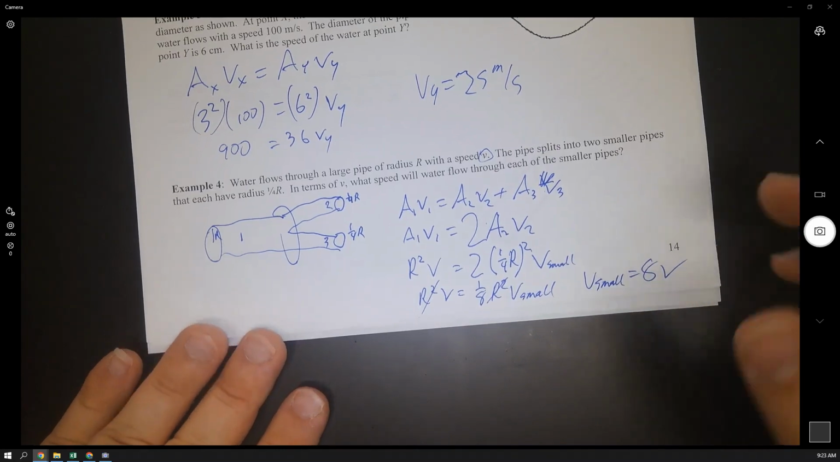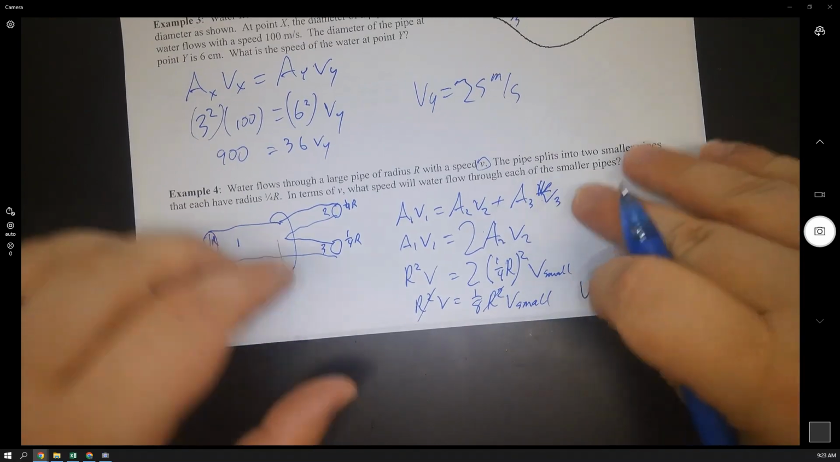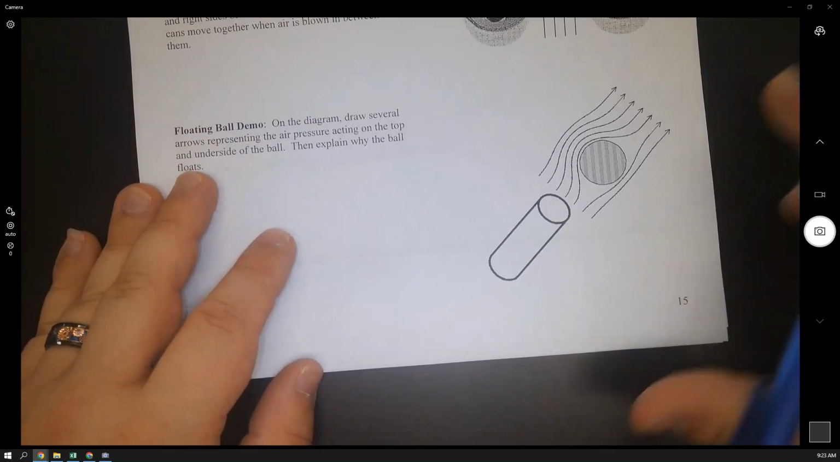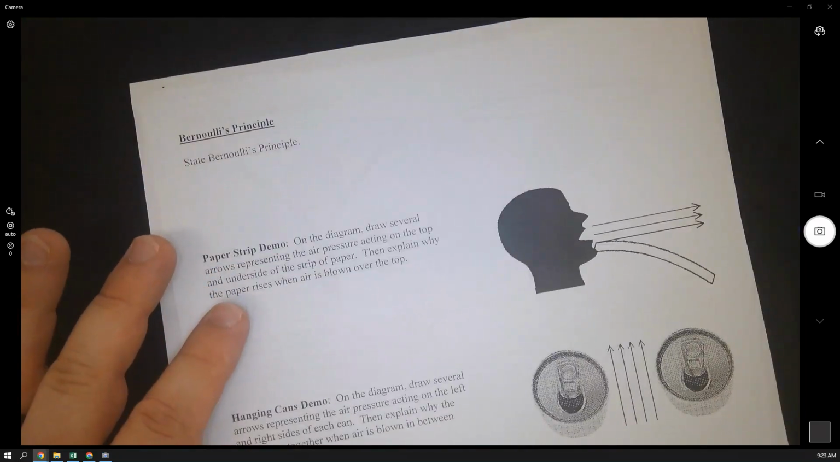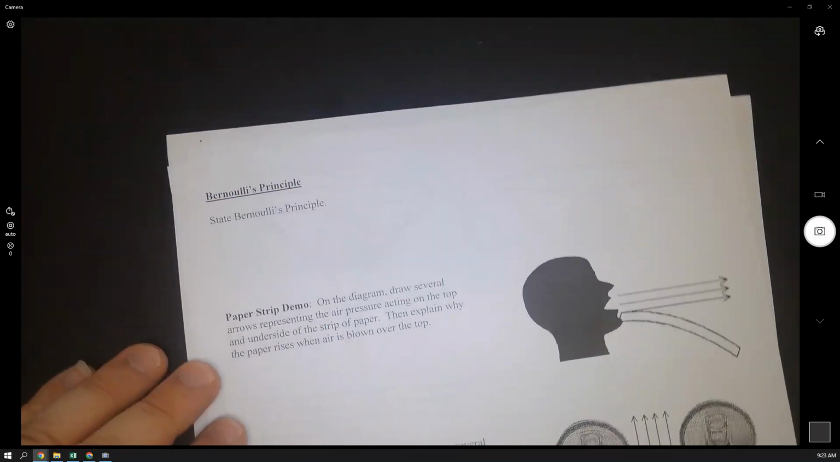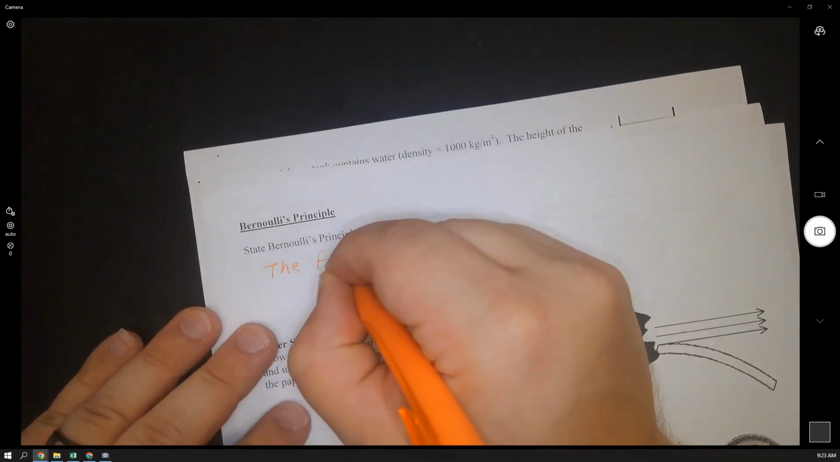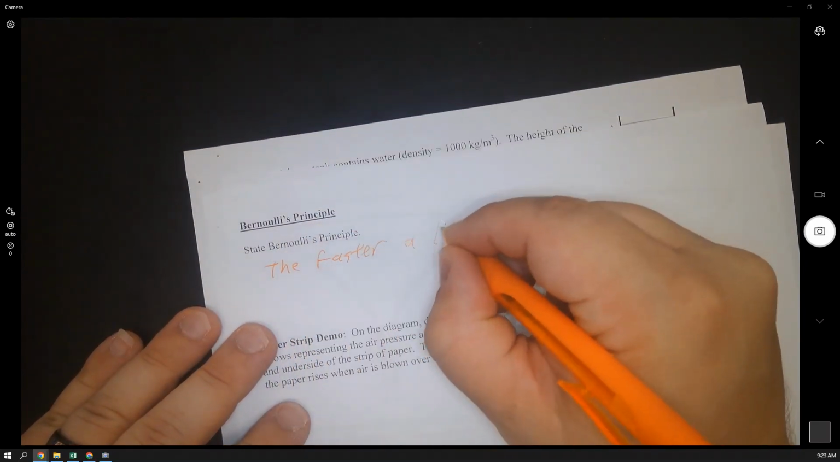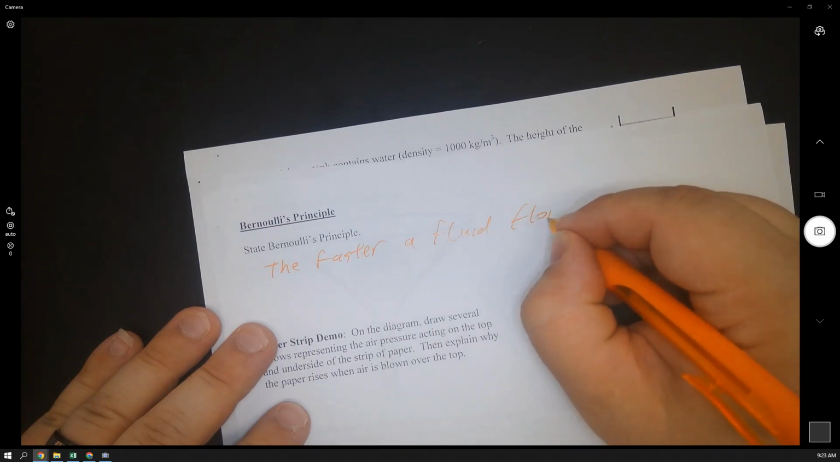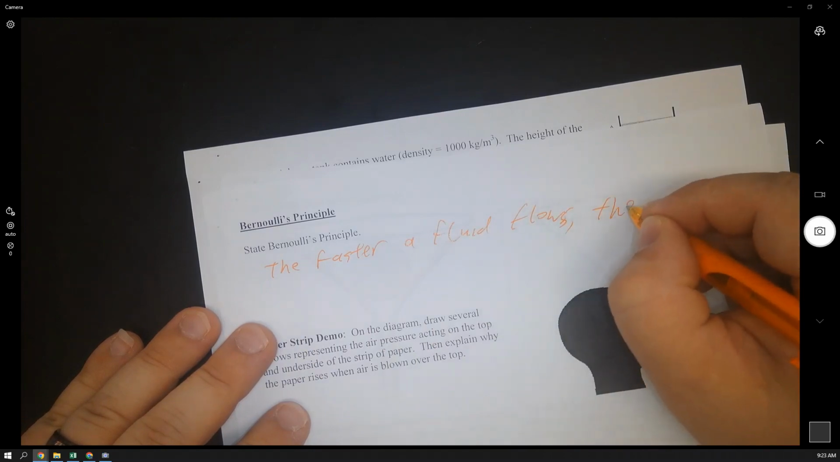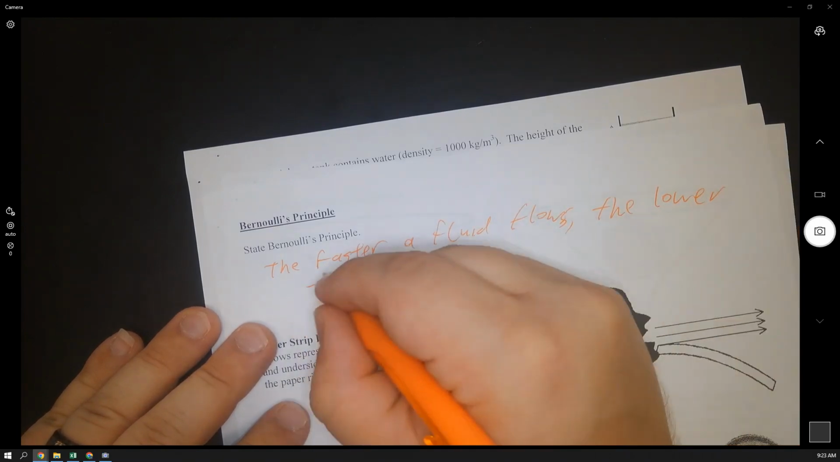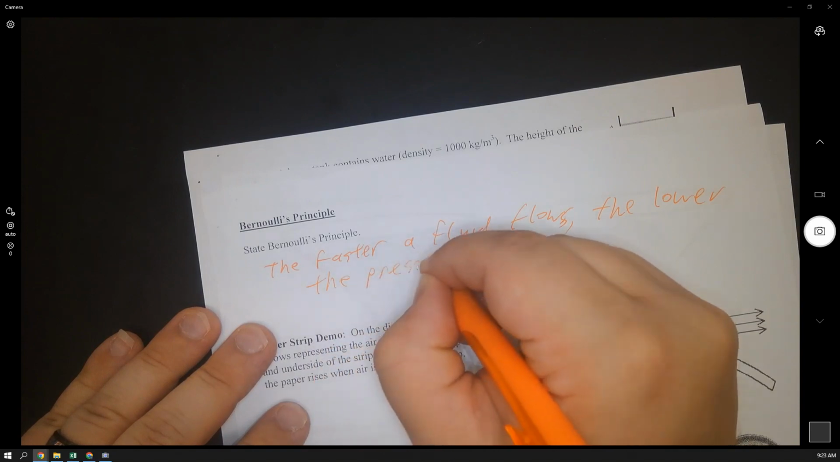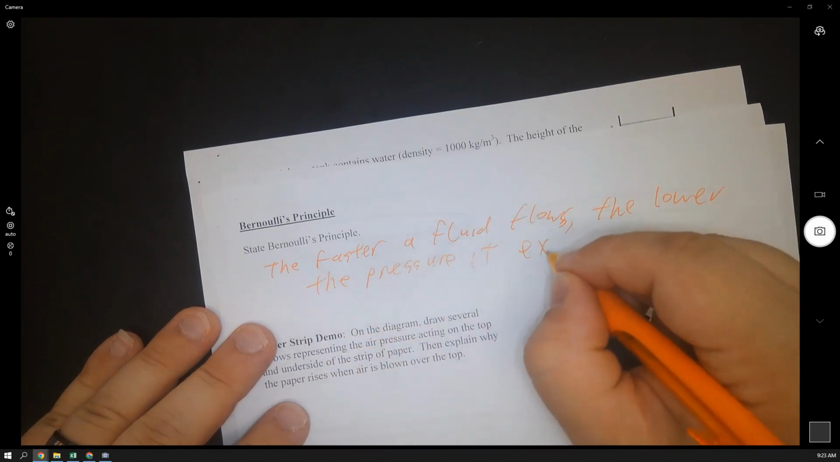So that's called variational or proportional reasoning. It's a proportional reasoning problem. You've got to exercise your students on that. Okay, so Bernoulli's principle is about flowing fluids. The faster a fluid flows, the lower the pressure it exerts.